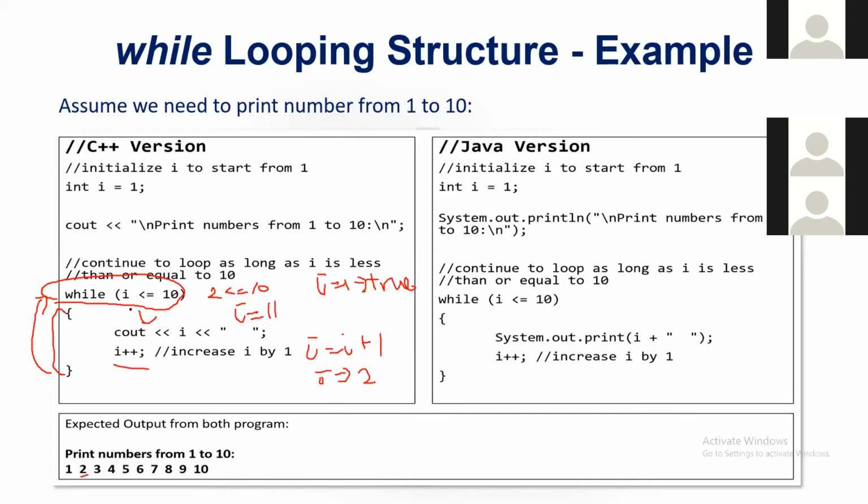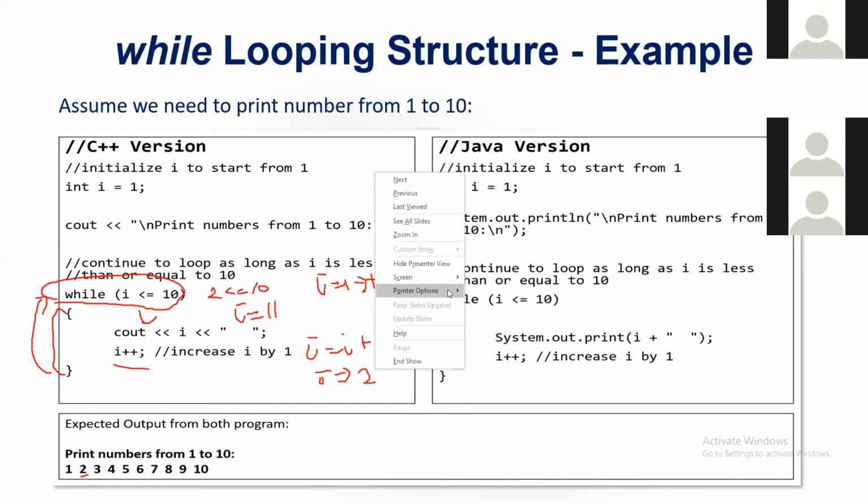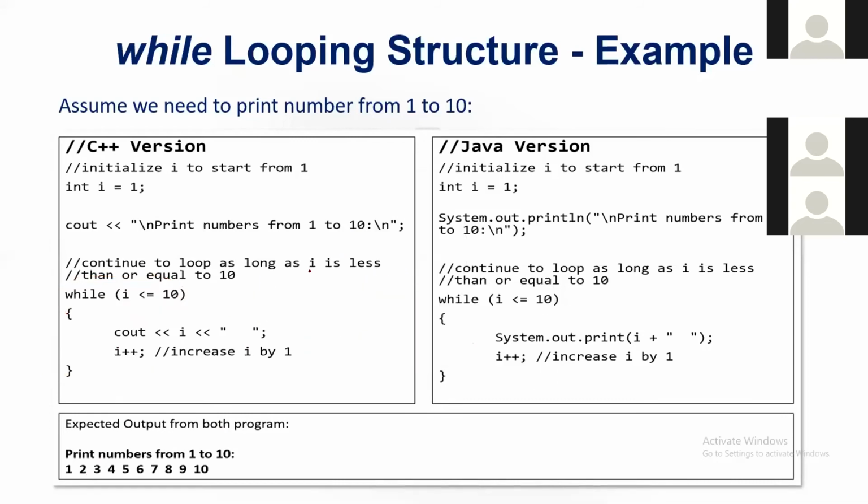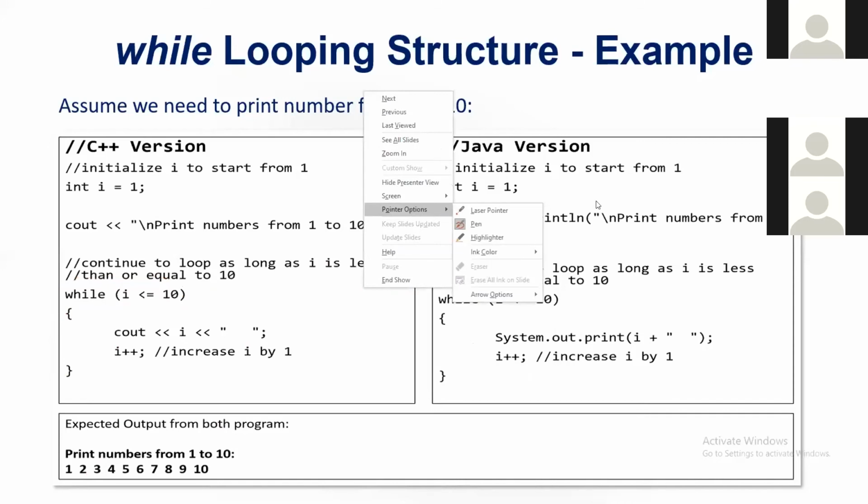When it becomes 11, it means the condition is false already, because it's greater than 10. So when this becomes false, what happens? It will quit the loop.